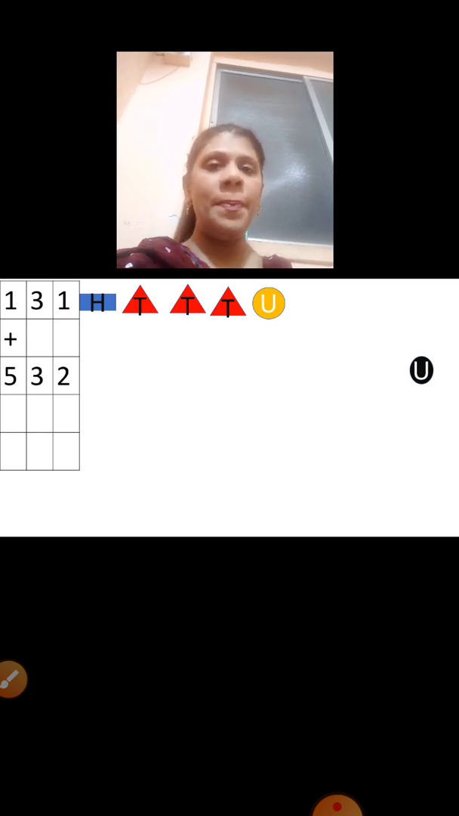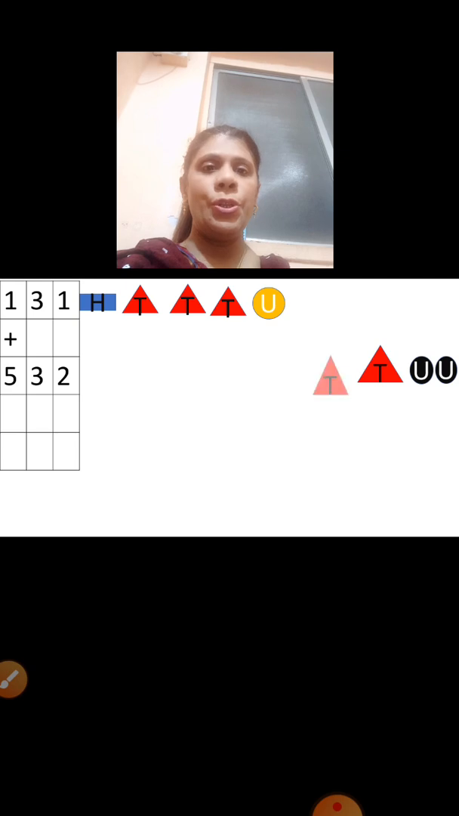Okay. Now 532. So units place, which number is there? Number 2. So 1 unit is already drawn there. Now we'll draw 1 more unit. So it is 2 units. Okay. Now how many tens? 3. So 1, 2, and 3.